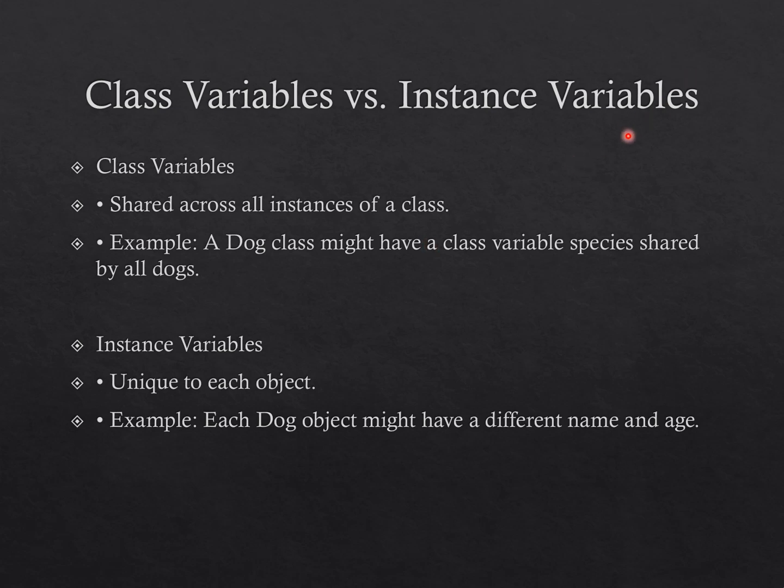And instance variables are specific to that created instance. So they are unique to each instance or unique to each object. When you create an object, the instance variables are specific to that object, but class variables are shared across all the instances created from that class. We'll see that in a bit with some examples.